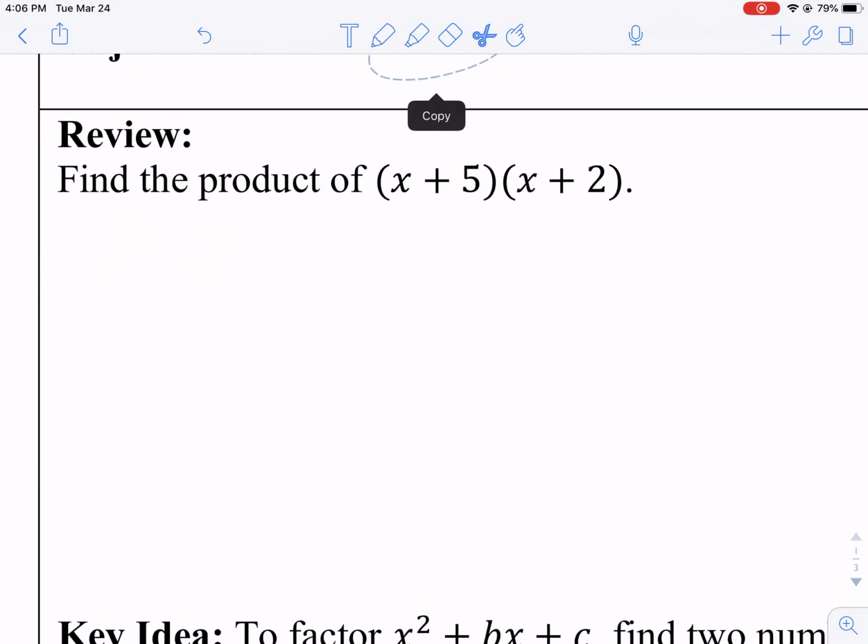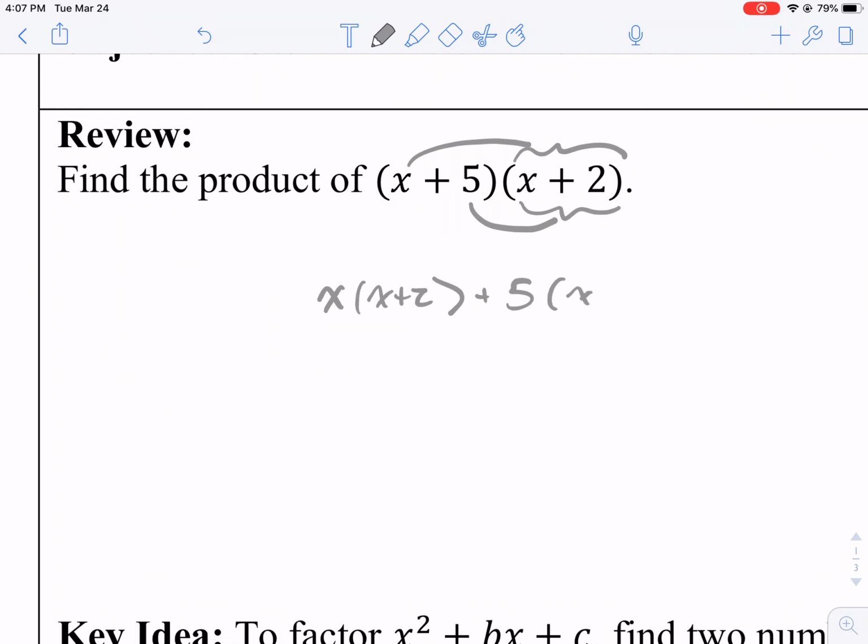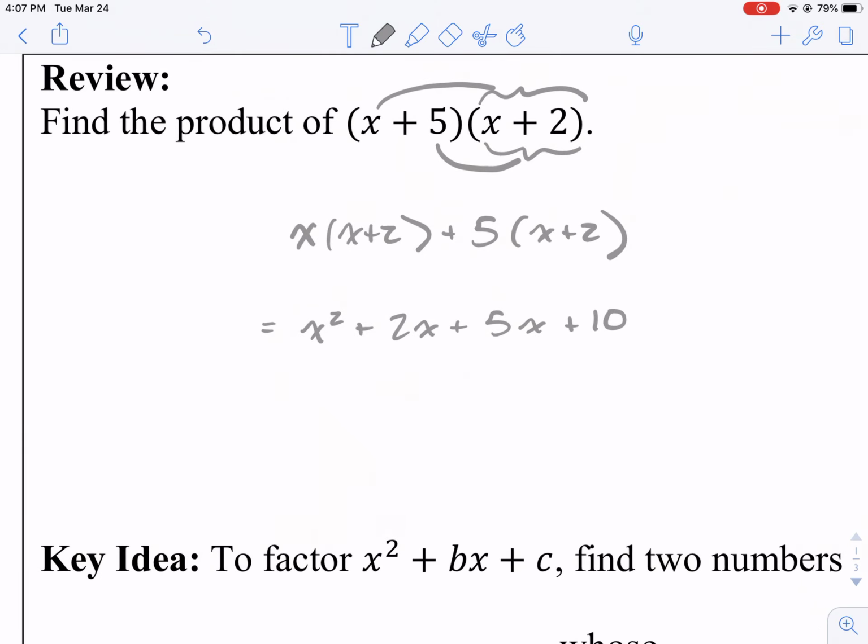So we're going to find the product of x plus 5 times x plus 2. What I'm going to do is distribute an x to this whole factor, and then distribute a 5 to this whole factor. That'll give me x times x plus 2 plus 5 times x plus 2. That's the same thing as x squared plus 2x plus 5x plus 10. Now I'm going to combine these, and that's 7x, and that's equal to x squared plus 7x plus 10.